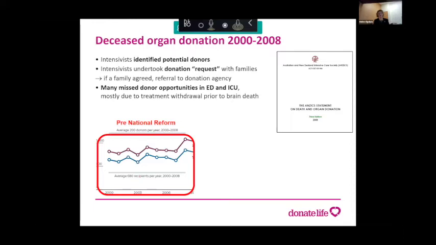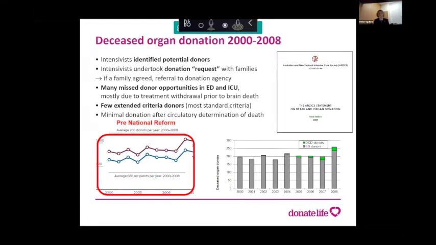And some audits, which I was involved in leading at the time, identified many missed opportunities for donation, particularly in the emergency department and the intensive care unit, mostly in patients with devastating brain injury who had treatment withdrawn prior to brain death developing. Typically in the ED, these were older patients presenting with a large intracranial bleed. In ICU, the typical patient was more medically complex, perhaps less clearly suitable for donation, so that the treating intensivist may have dismissed the opportunity, or there were complex family dynamics where there was a decision that it wasn't appropriate to approach the family. These were all donors with potential to donate after determination of brain death. There were few DCD donors and very few extended criteria donors.